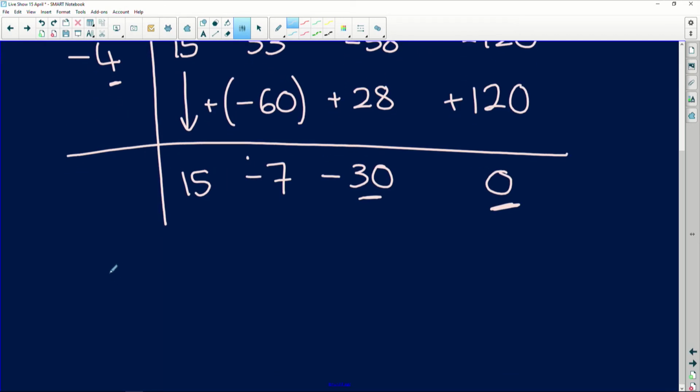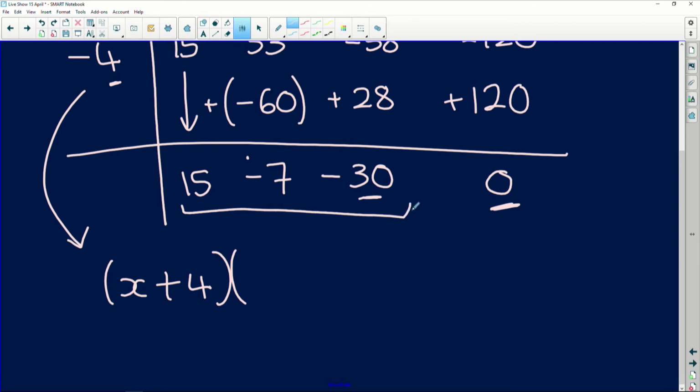Again, guys, we've now solved for the coefficients of our next polynomial. So this here already gives us our first factor, x plus 4. Remember, the moment it goes in brackets, the signs change. Then here, these are the coefficients of our next polynomial. So we get 15x squared minus 7x minus 30.